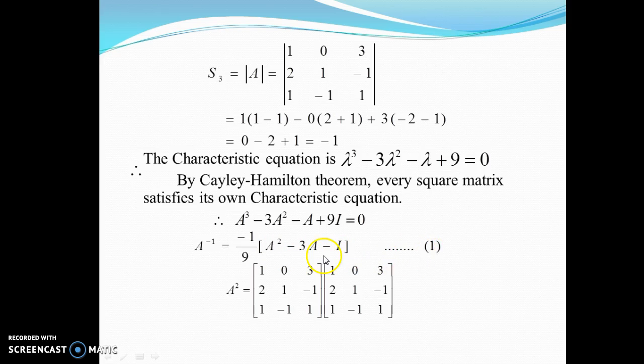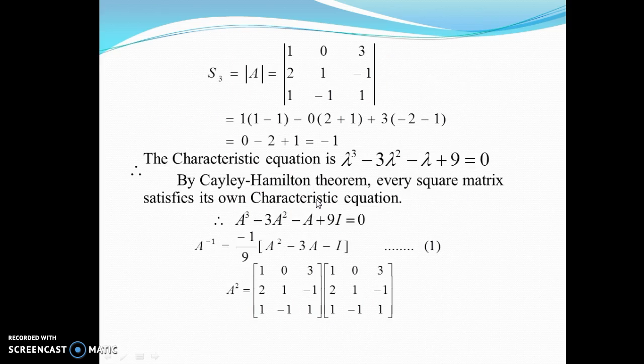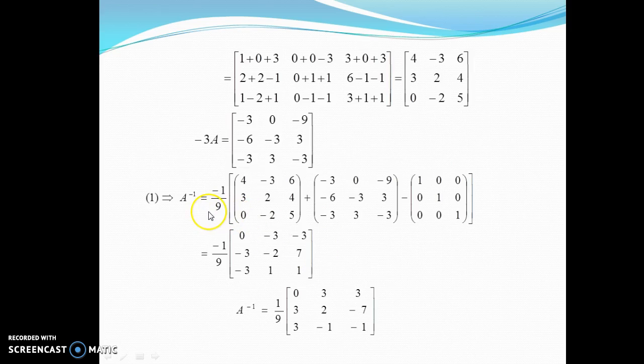We know the matrix capital A. So we find A square, 3A and the identity matrix. Applying these values in equation 1, we get A inverse. A inverse is equal to minus 1 by 9 into the matrix 0 minus 3 minus 3, minus 3 minus 2 7, minus 3 1 1. This is the solution of the example.